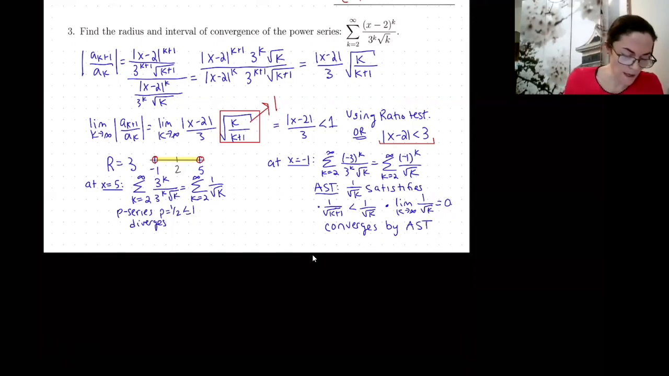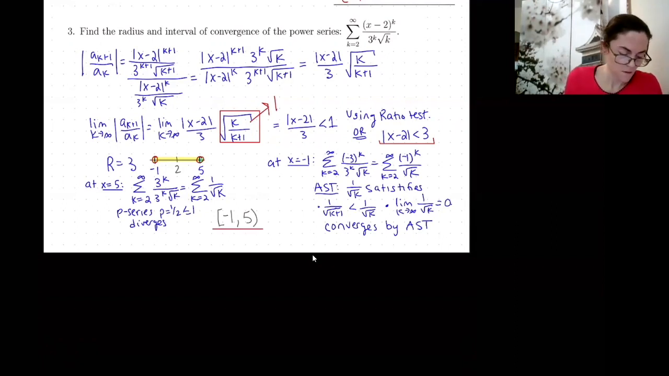Okay, so what do we know? If I go back and highlight, I know it converges at minus 1, and maybe I'll color diverges a different color, at 5. So now let's write the interval of convergence. Maybe I'll do it in gray. It converges at minus 1, diverges at 5. This is the interval.